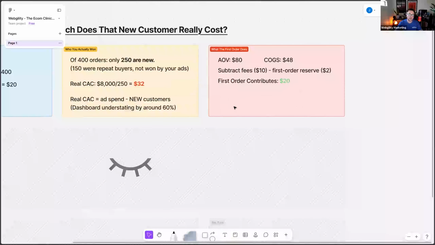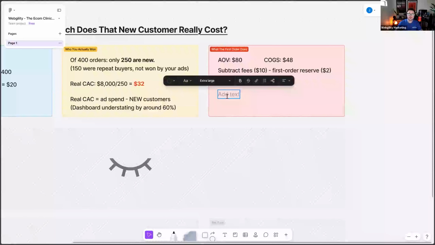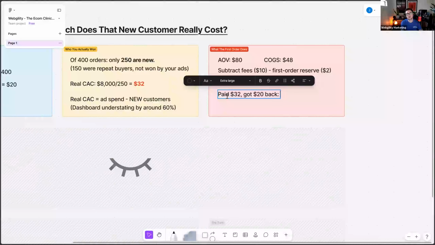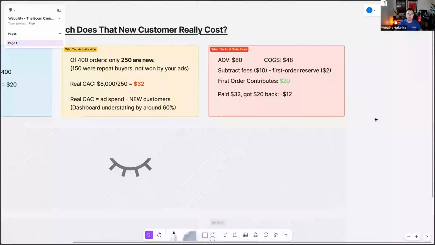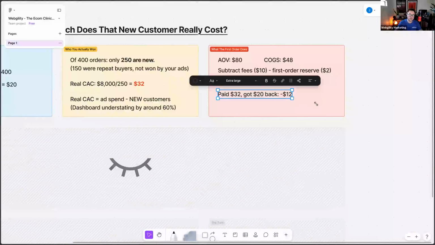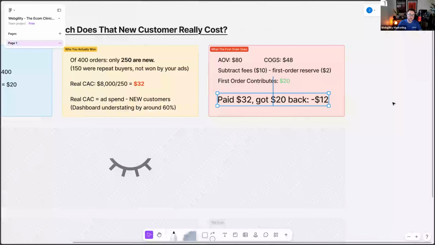And what you actually got paid ends up being a little different, right? So you were paid $32, got $20 back, and minus $12. Okay. So what this is telling us is that you actually don't even break even on that first order. And this has a lot to do with the economics behind the customer lifecycle.